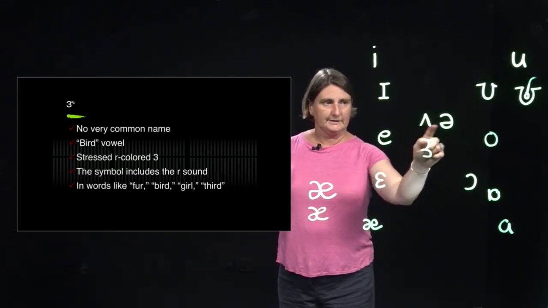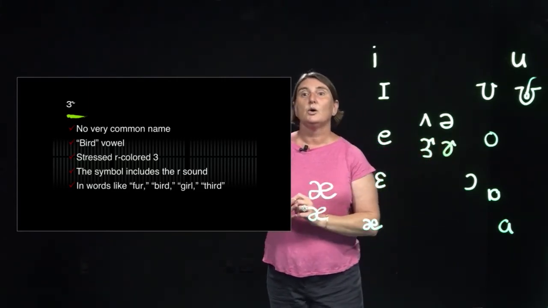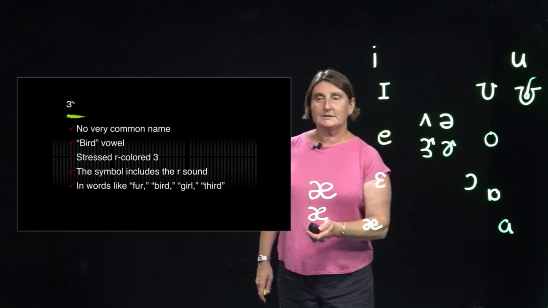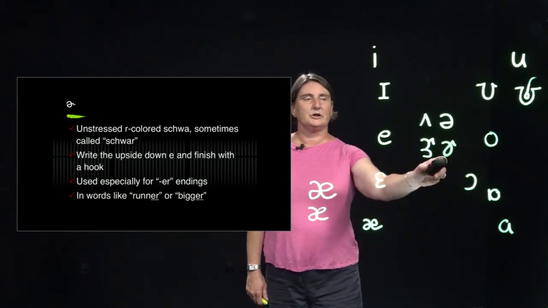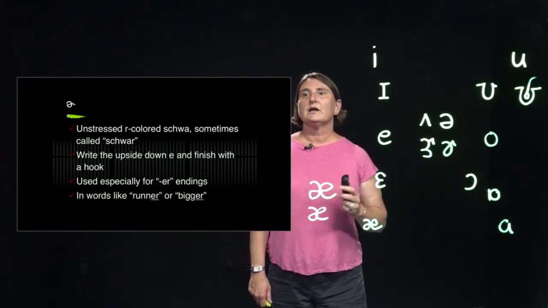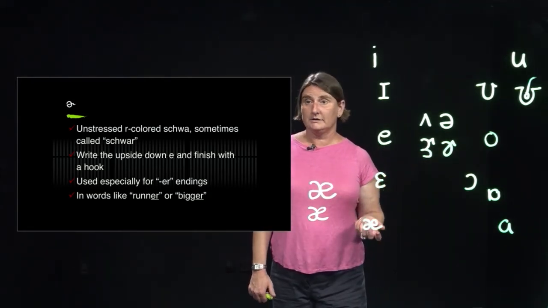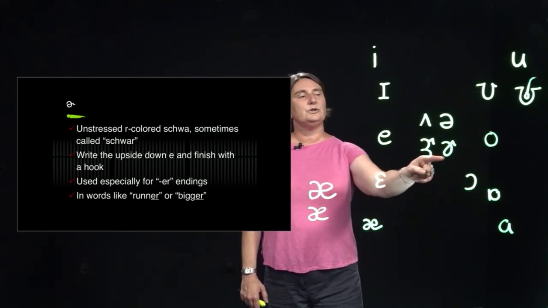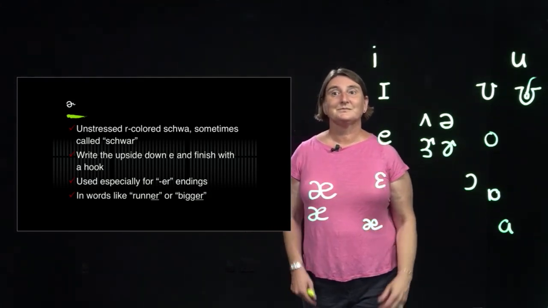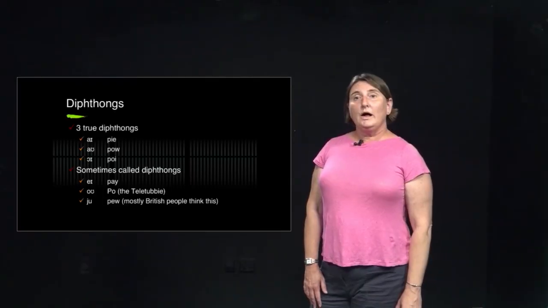And like this one, there is an unstressed counterpart, a schwa with the little R tail on it. And that's going to be used quite a bit. Sometimes people call it schwar. I don't like that though. It is especially used for a word that has an R at the end, something like runner or the comparative bigger. You would use this to represent that. So now you have all of the vowels. Well, that was a bit of a marathon.